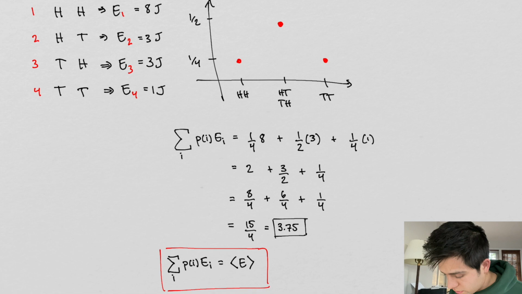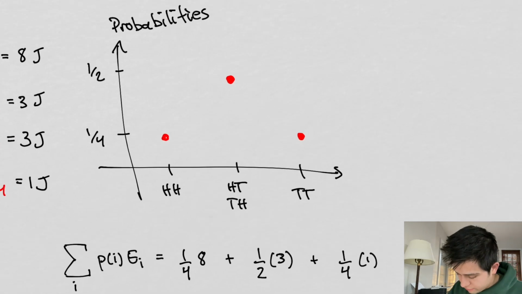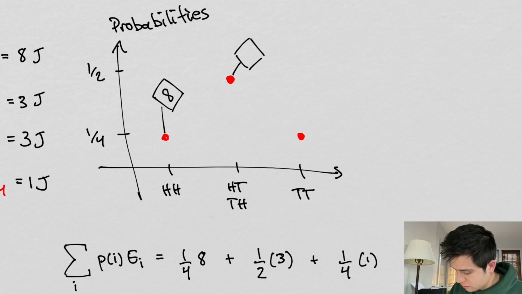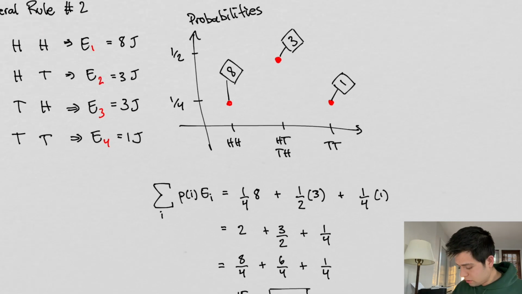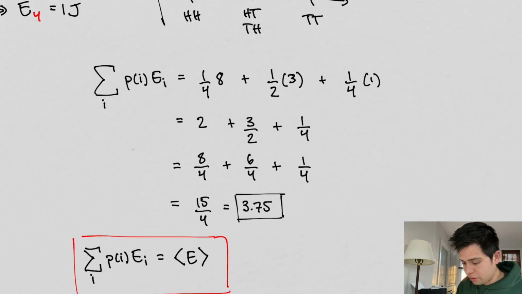If you were to think about this pictorially, we have these little name tags. These name tags tell us what the energy of each one of these is, not the probabilities, because the probabilities are already plotted out here. We're looking at energies now. So if we were to calculate all this out, we get 2 plus 3/2 plus a fourth. Doing all this math, we get 3.75.